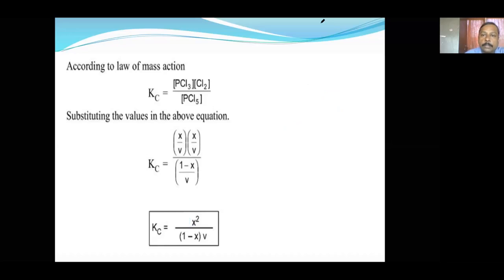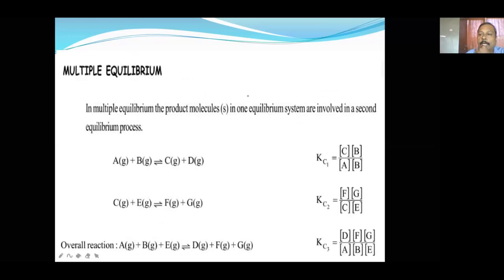So let us see the next question. Next topic, multiple equilibrium. I told you we are going to study three important topics: multiple equilibrium, and the second one is, what is the second one? That you will see it now. Multiple equilibrium. See, this is one equilibrium, and one part of this I have sometimes explained in the derivation of the equilibrium constant for the multiplied equation.